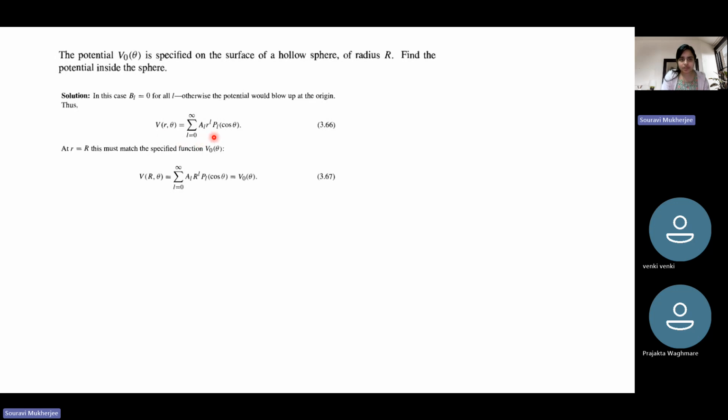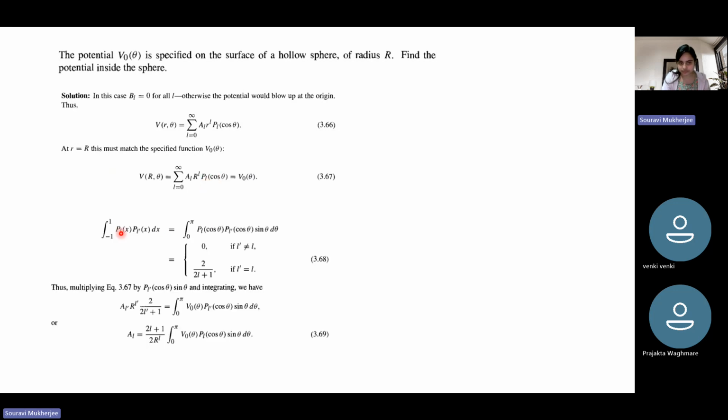Now what do we do? We know that at r equal to R, the potential is V naught. So what do we do now? We use the orthogonality relation of Legendre polynomials. We multiply both sides by PL prime of cos theta, and using the orthogonality relation, that gives us the value of the coefficient AL. Once we know AL, we basically know the expression of the potential.